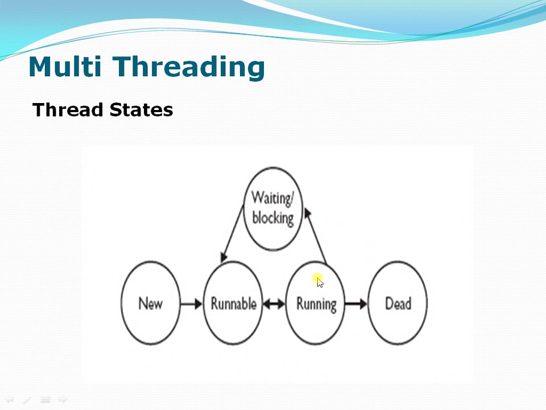This is the very simple diagram which you have to draw. Whenever somebody asks you a question like the thread states or thread life cycle, ask them for pen and paper, then draw the diagram and show them these are the states, which is more explainable. So always have pen and paper with you. This is the diagram which should be there: new, runnable, running, dead, waiting or blocked.